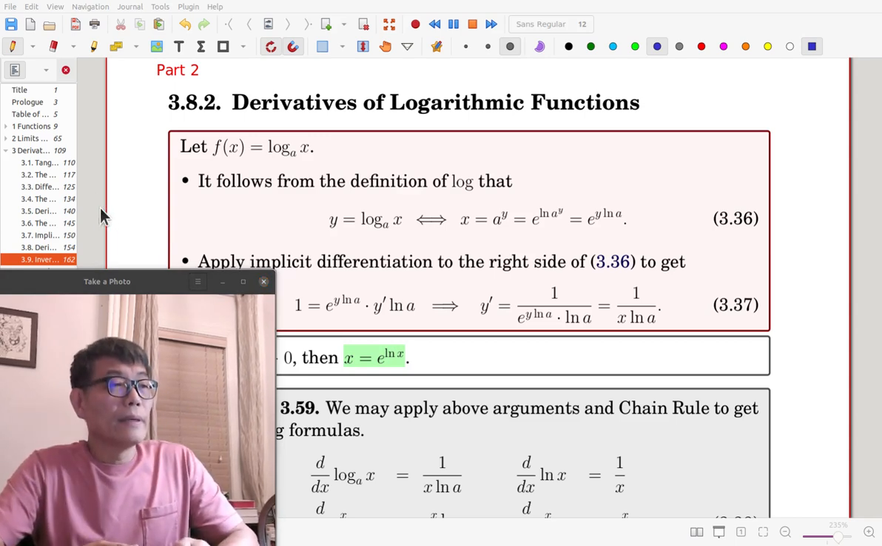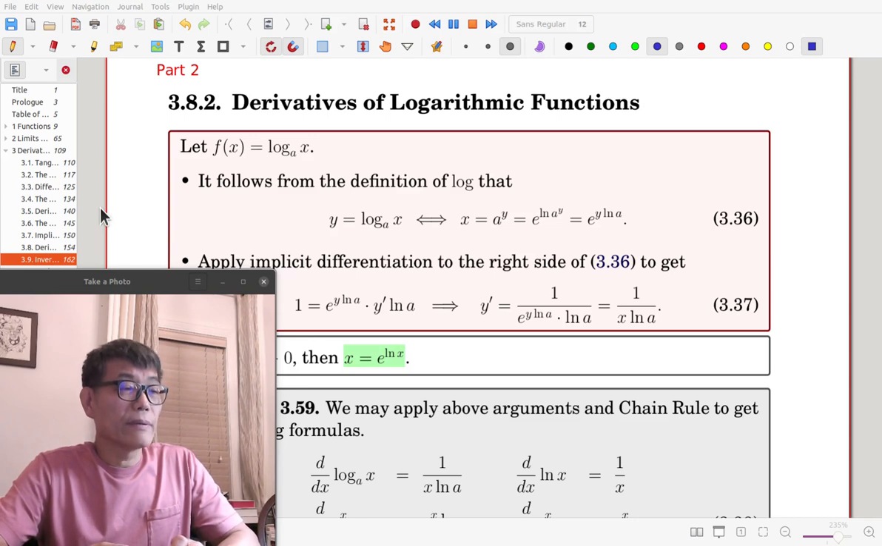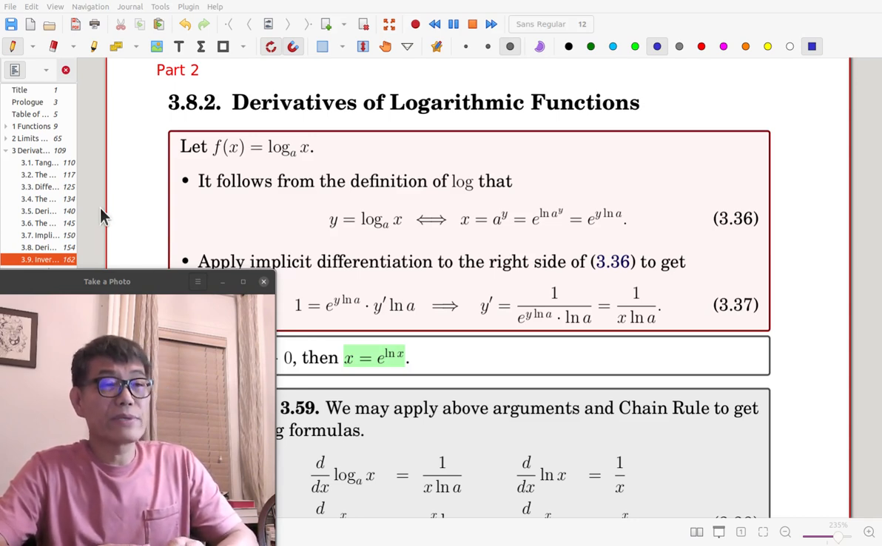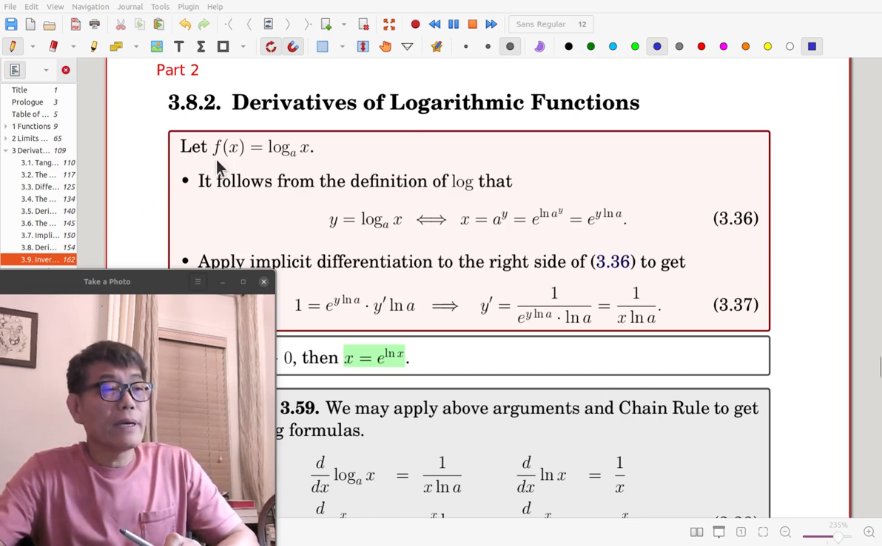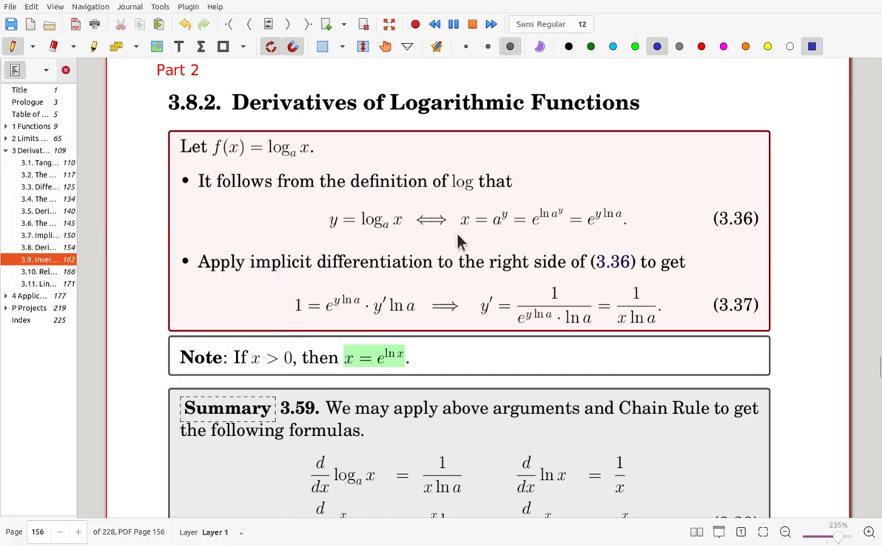Hi, it is the second part of section 3.8, derivatives of logarithmic functions. Okay, here f(x) is log_a x, then it is the same as x equals a to the y. Now, a to the y can be written in this way: an exponential function with e and natural logarithm. These two are inverses of each other, so it's an identity function.